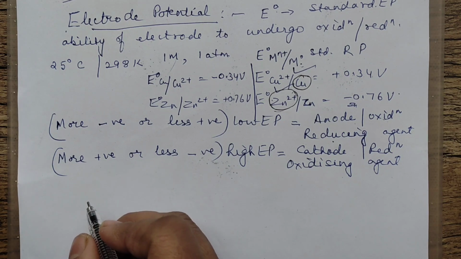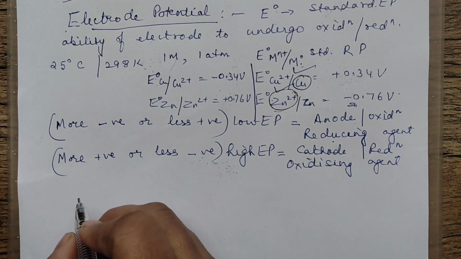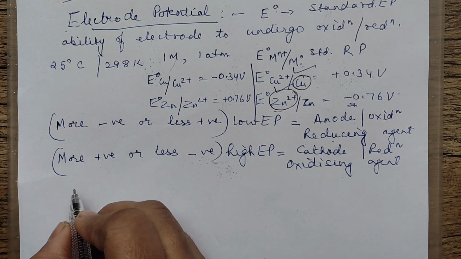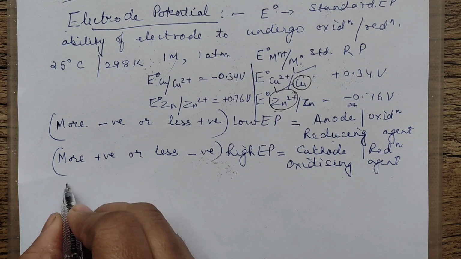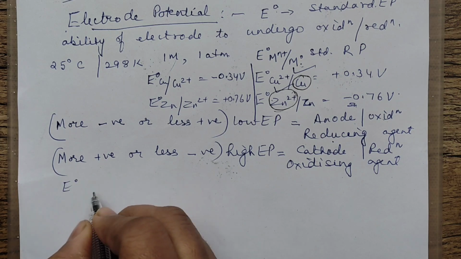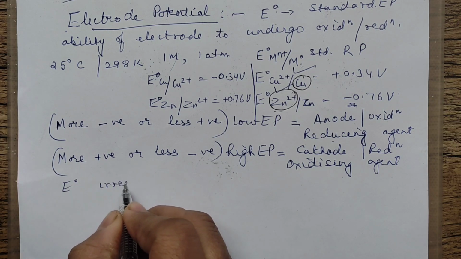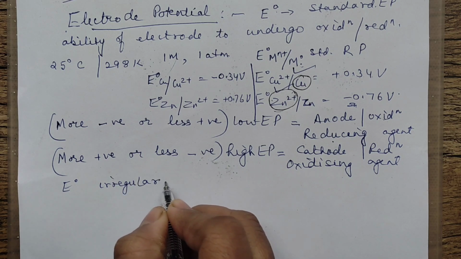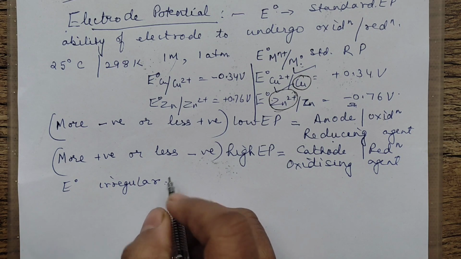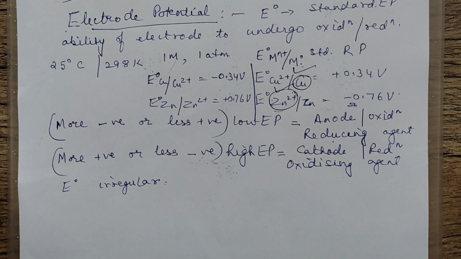Another important thing is you will find that in d-block elements there are irregularities. The E0 values are very, very irregular. Why are they irregular? What is the reason for it? There are various factors. Okay, let's first see the graph.